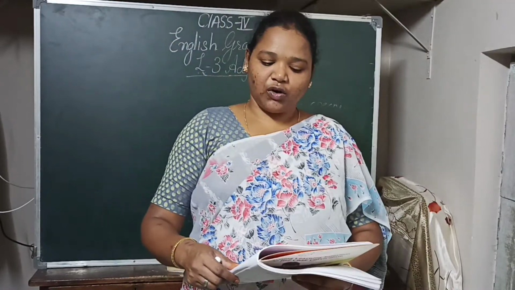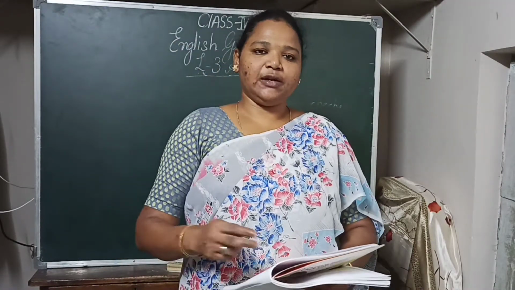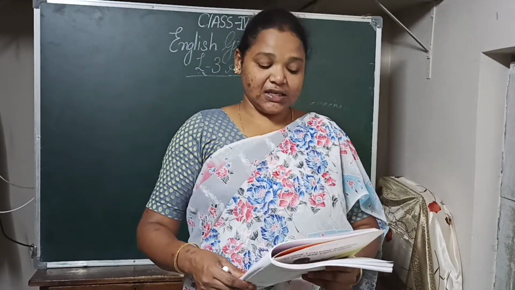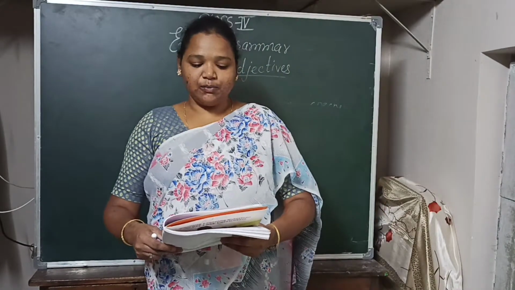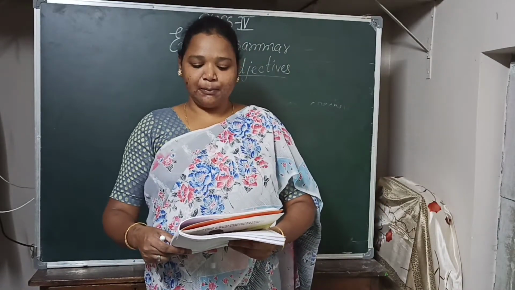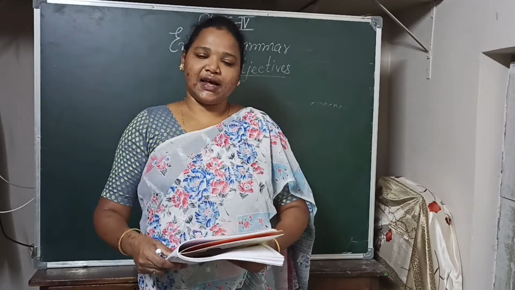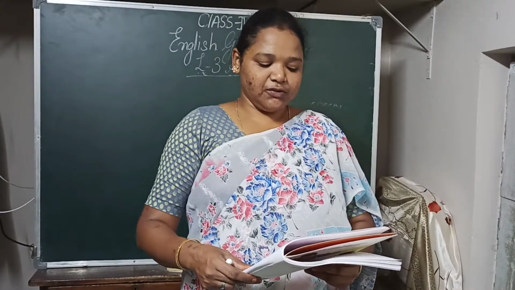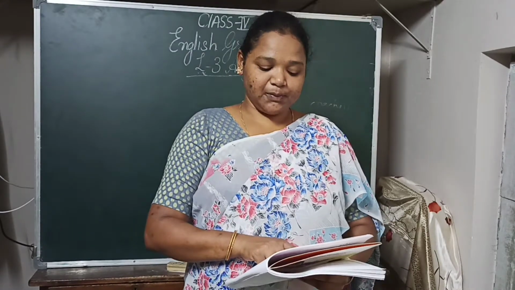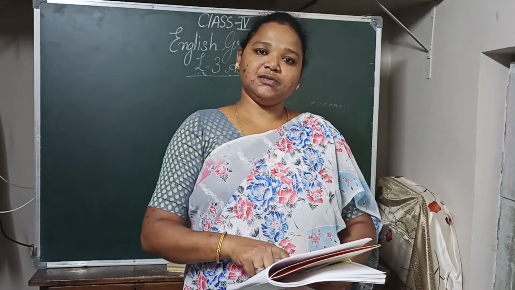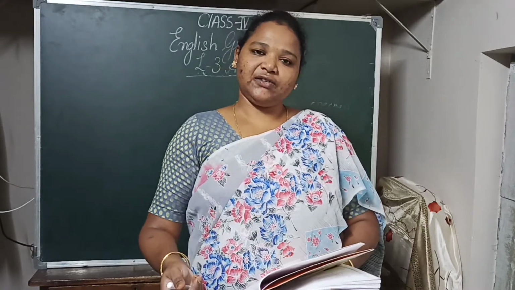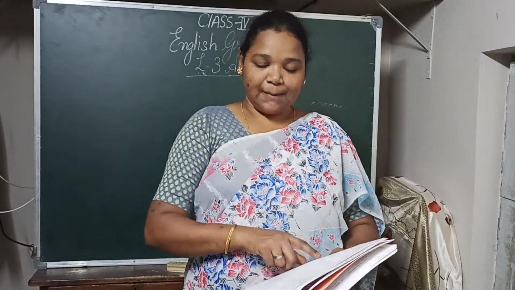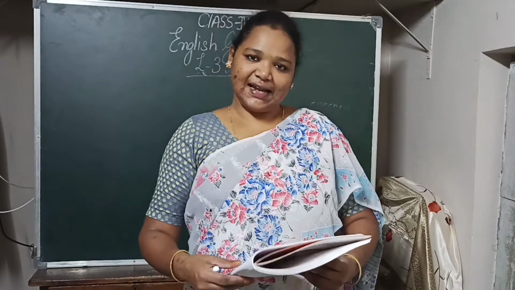And in superlative degree what we add? EST. So what it becomes? Greyest. Right children? Then if an adjective ends with E, like for example in positive degree large, in comparative degree what it becomes? Larger, and in superlative largest. Okay children? Then if an adjective ends with a consonant plus Y, like the word busy, in comparative degree it becomes busier, and in superlative degree what will it become? Busiest. Yes, very good. Okay, so happy, happier, happiest, like that we have to do.